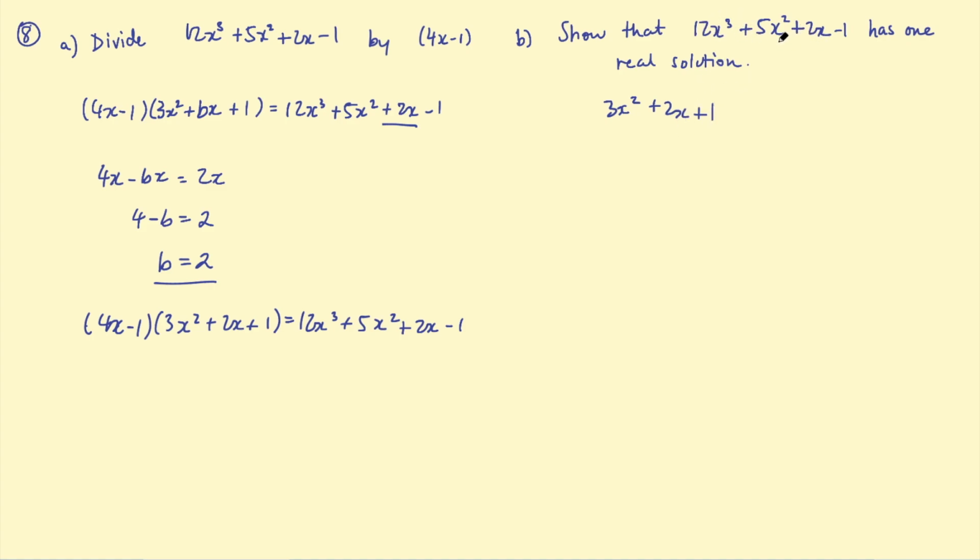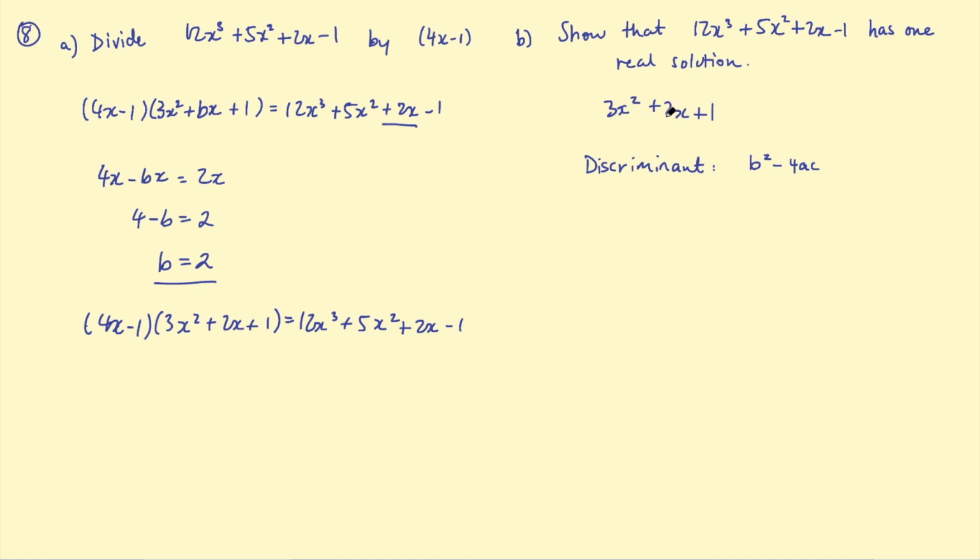have those same real solutions. So let's see if this quadratic has any real solutions. We can do this by looking at the discriminant. Remember the discriminant, so let's write that down. Discriminant is b squared take 4ac. So what would the discriminant be for this quadratic?